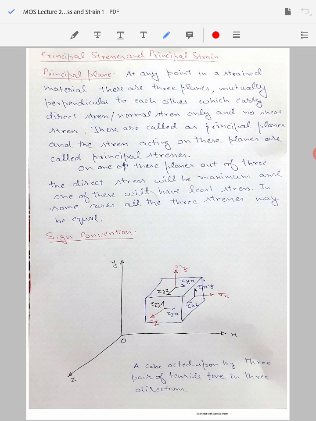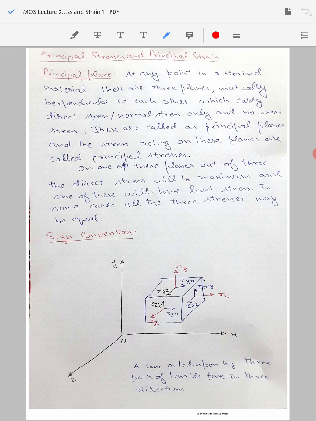So mind it, at any point in the strained material you can always find three planes which are mutually perpendicular, and on these planes there will not be any shear stress present and only normal stresses will be present. The value of these normal stresses that you find on these planes will be termed principal stresses, and these planes will be called principal planes.